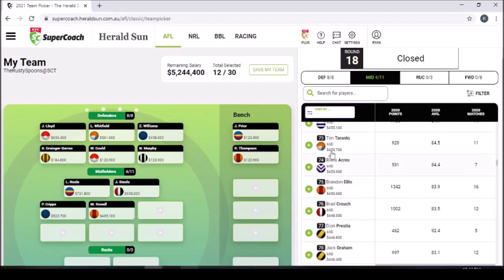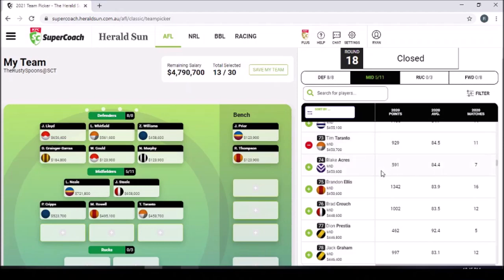Another bloke I like as a value pick is Timmy Taranto. So, terrible year last year, 11 matches, just no continuity in his game. 453,000 though. If you look at his numbers previous to last year, then I think he's one of those blokes that could really, really break out into that elite bracket. So, value-wise, yeah, I'm looking at him. Will I start with him again? I'm not too sure. I'm really just adding blokes as I see a little bit of value here in the midfield.